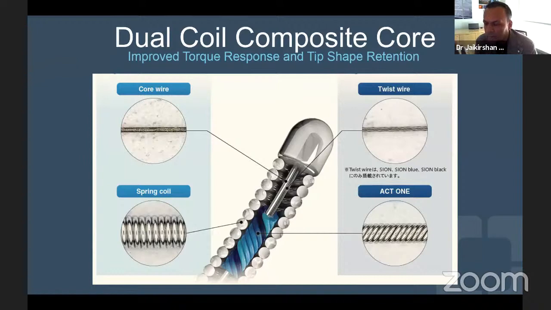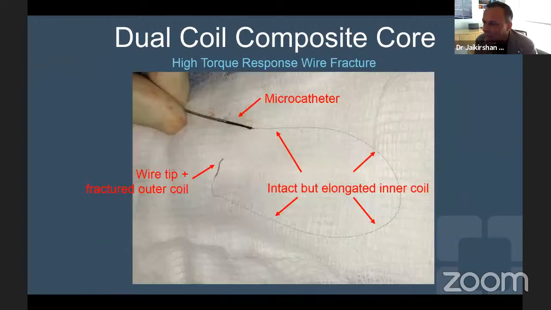It's something unique that Asahi has that I think gives their wires somewhat of an advantage. It's not without its flaws. This is a dual coil technology wire that was torqued into a lesion, and it can break.